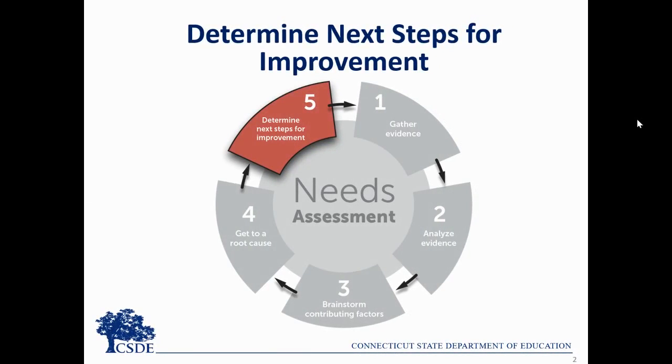In this video, we will look more closely at Step 5, Determine Next Steps for Improvement. To determine the needs of your learning community, your team has gathered and analyzed evidence to determine the priority concerns and contributing factors. You examined more closely these contributing factors to determine a root cause so that it can be addressed and improve student outcomes. Step 5, Determine Next Steps, provides resources to support the team as they brainstorm effective interventions to address root causes.